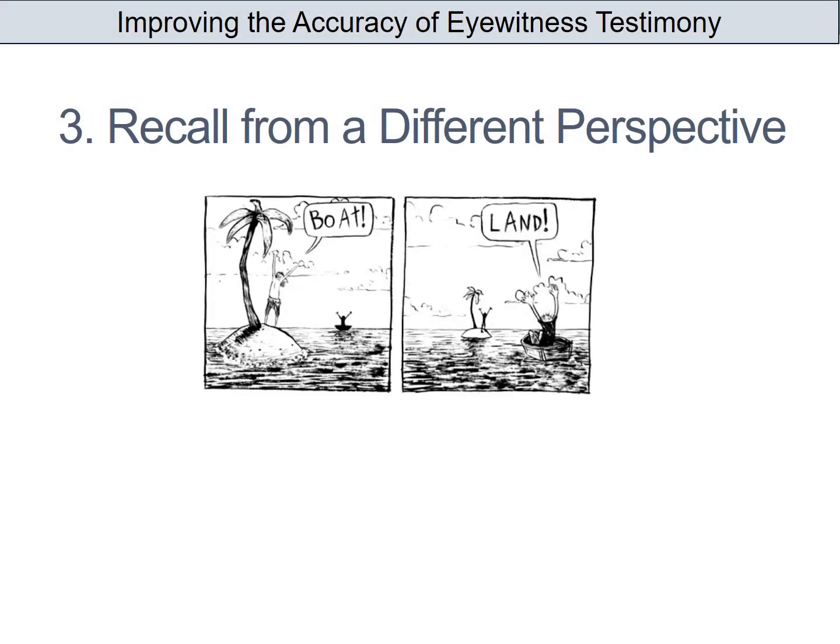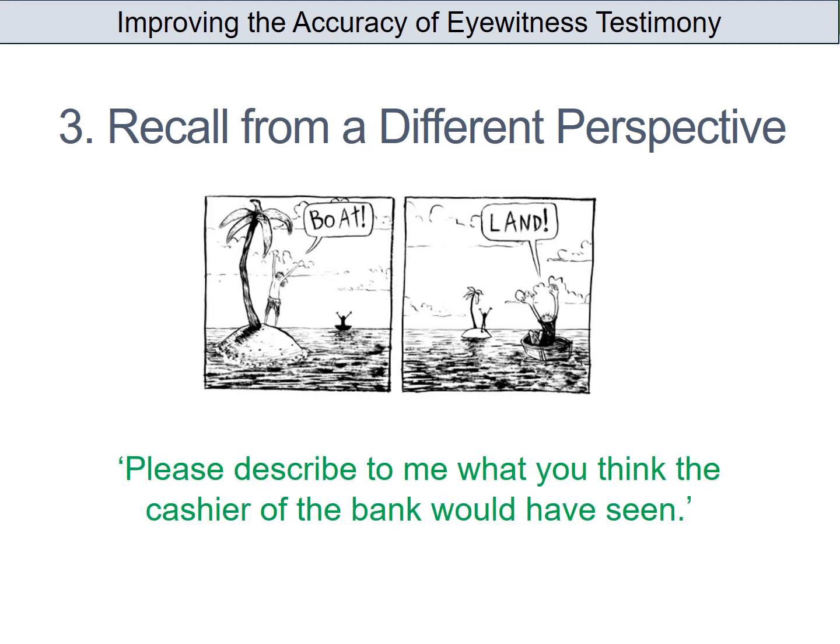The third component, recall from a different perspective, is asking the eyewitness to think about what somebody else at that particular scene might have seen. So if it was a bank robbery, for example, the police officer may say something like, please describe to me what you think the cashier of the bank would have seen.